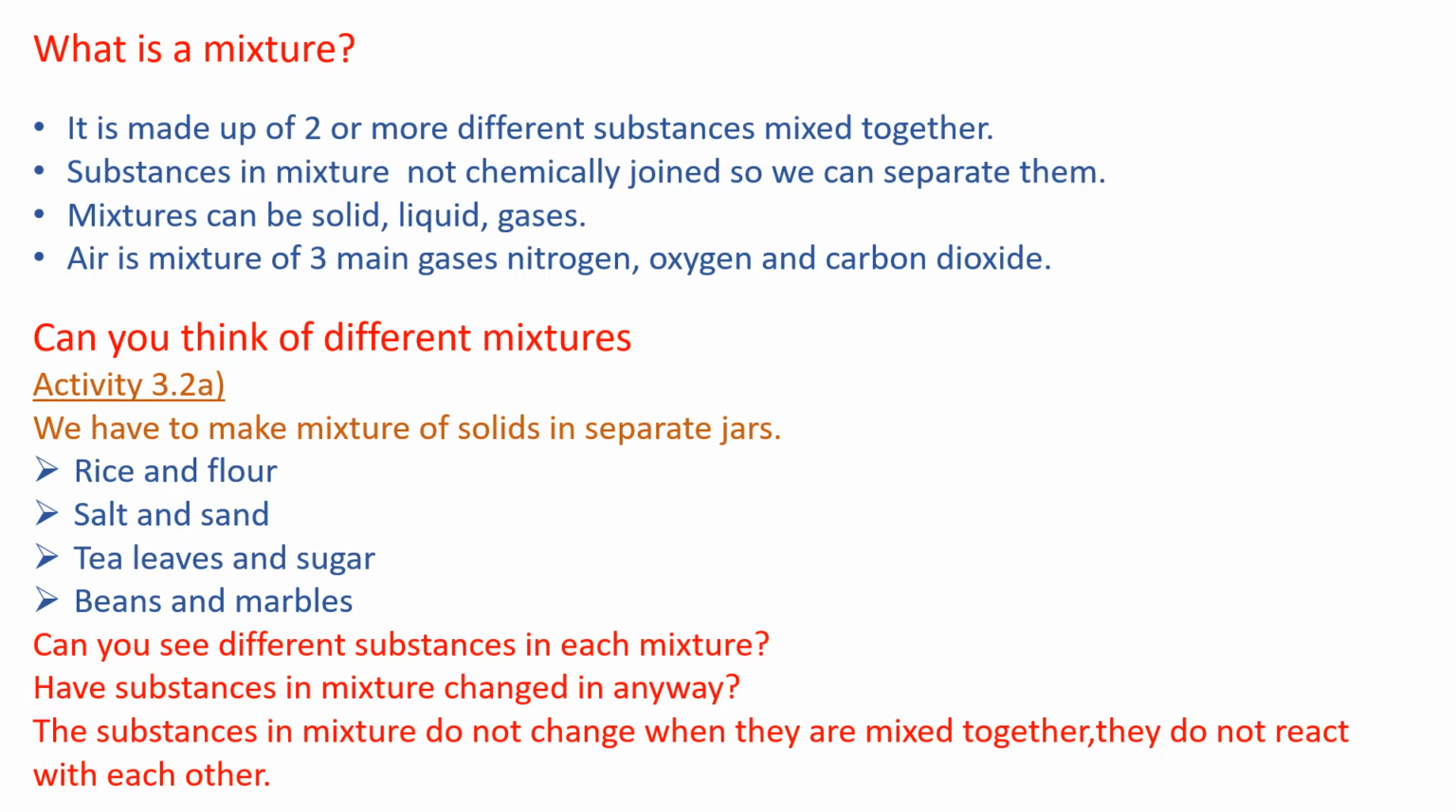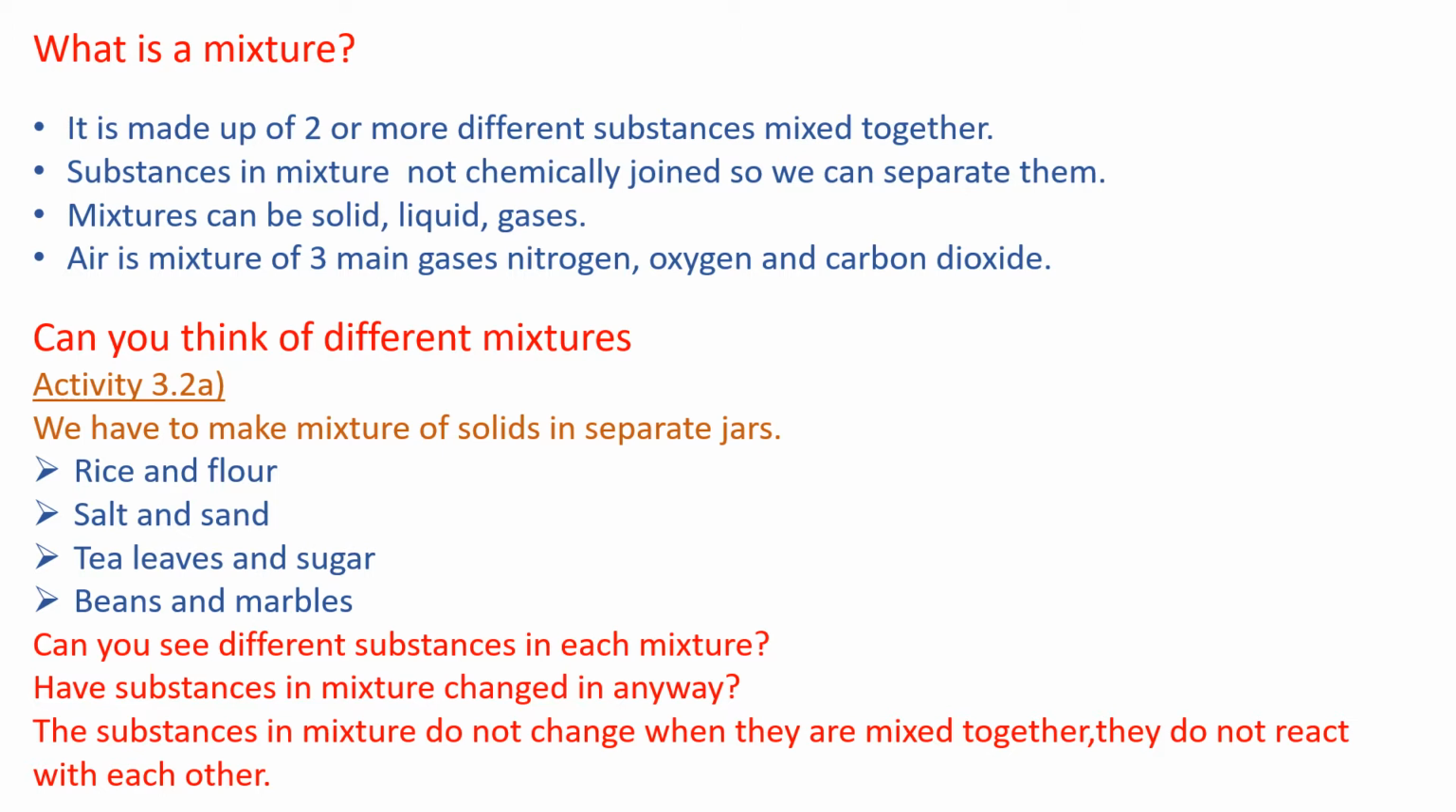In Activity 3.2a, we have to make mixtures of solids in separate jars. For example, we can take a mixture of rice and flour. We can make a mixture of salt and sand, tea leaves and sugar, beans and marbles. Can you see the different substances in each mixture? Have the substances in a mixture changed in any way?